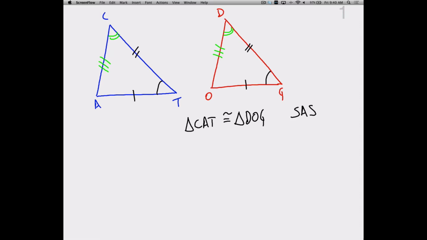And angle A is congruent to angle O. Beautiful. We use 3 chunks of information to prove that the triangles were congruent. In this case, we use side, angle, side. But once the triangles were congruent, we know that the other 3 things that we didn't use also have to be congruent. That's a theorem and it has a name.